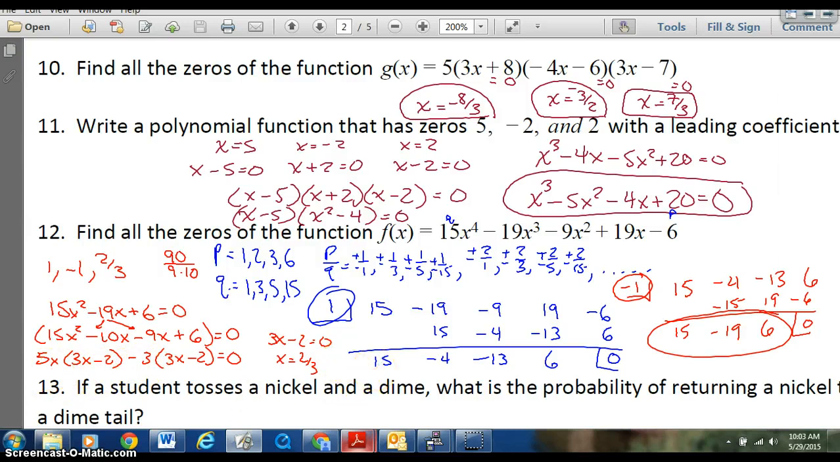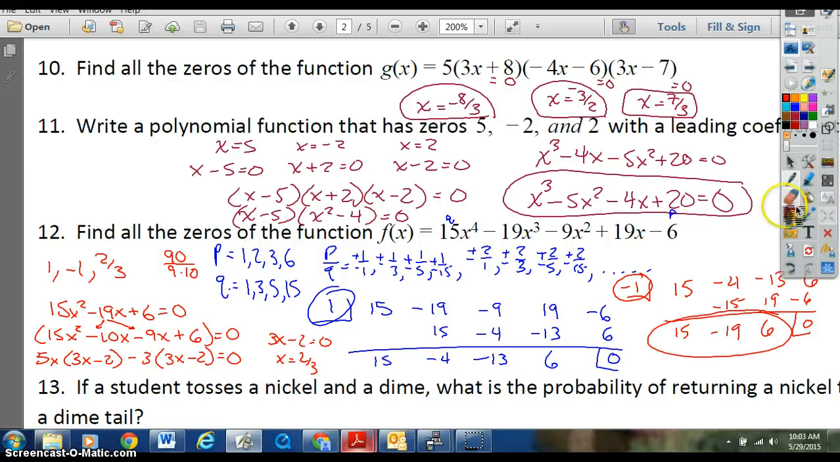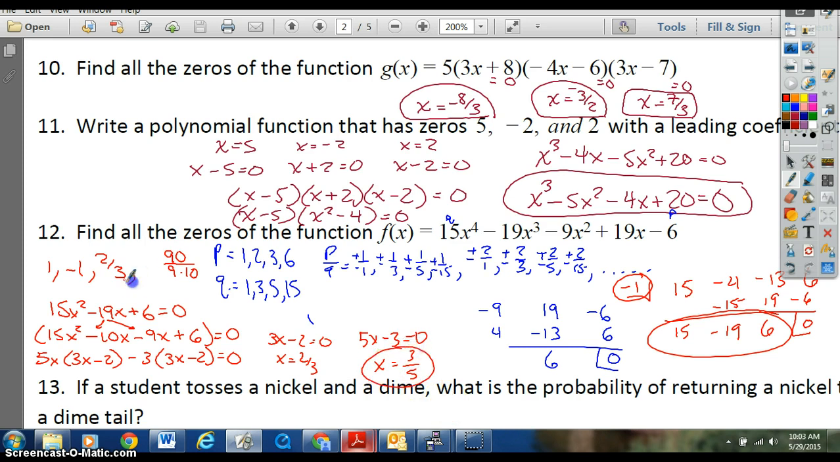So I need to make a little bit of space here. I'm going to set 5x minus 3 equal to 0, and this is going to be 3/5. So there are my four solutions: 1, negative 1, 2/3, and 3/5. I know I have four solutions because I have a fourth power polynomial. So let's go to 13.